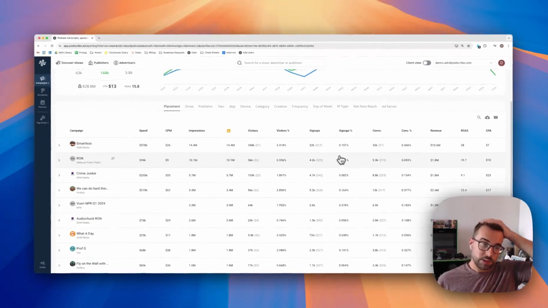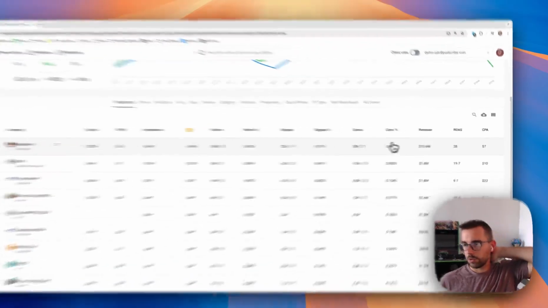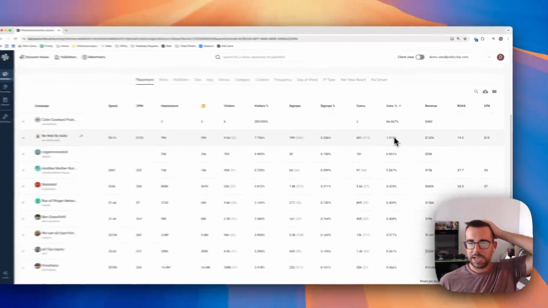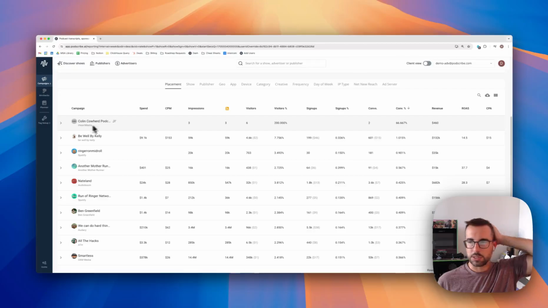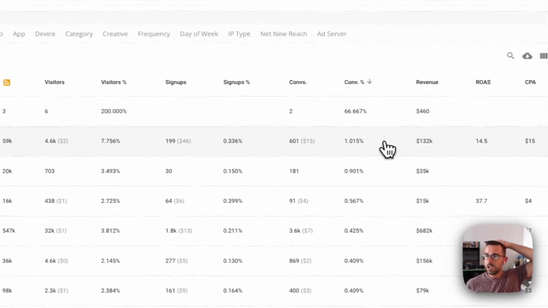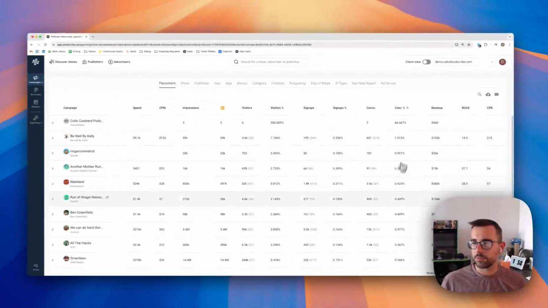Now, it's very simple for me to see what's working best and what's not working very well. So let's look at conversion rates. The higher the conversion rate, the better. So if we have really high, interesting that we only had a couple of impressions there, but we had 2 conversions associated with that. That's very interesting. Quite effective. Perhaps I should be looking at Colin Cowherd's podcast because of that. But also, too, we've got normalized conversion rates here now.